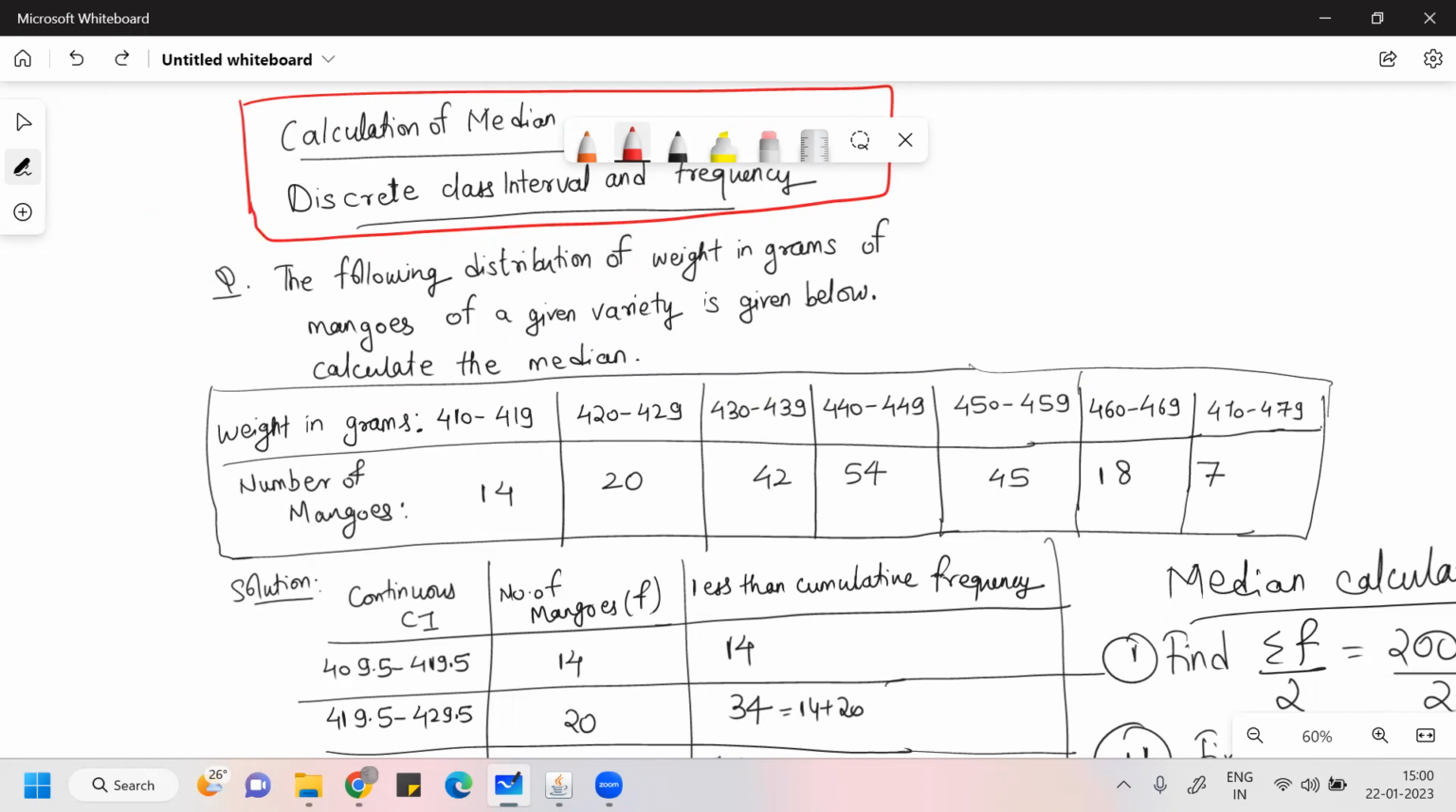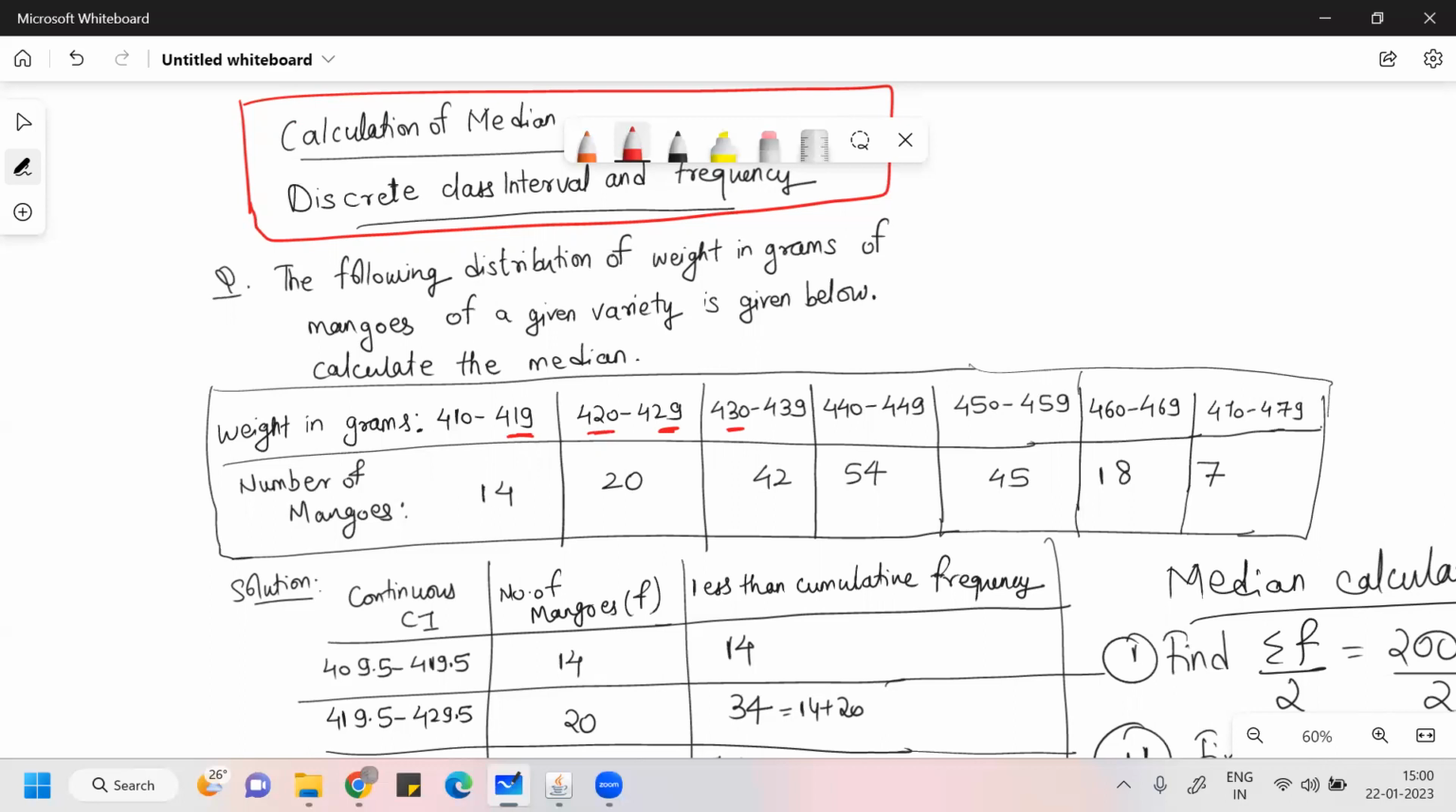So here in this question, the class interval given, if you notice, is a discrete class interval. You can see 419, this is 420, this is 429, this is 430. So you can see this is a discrete class interval.